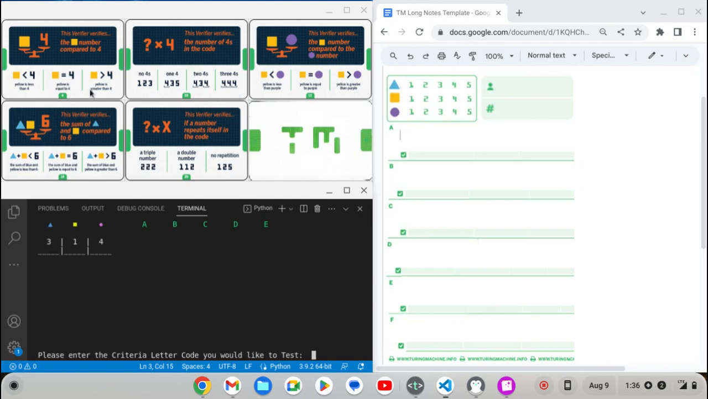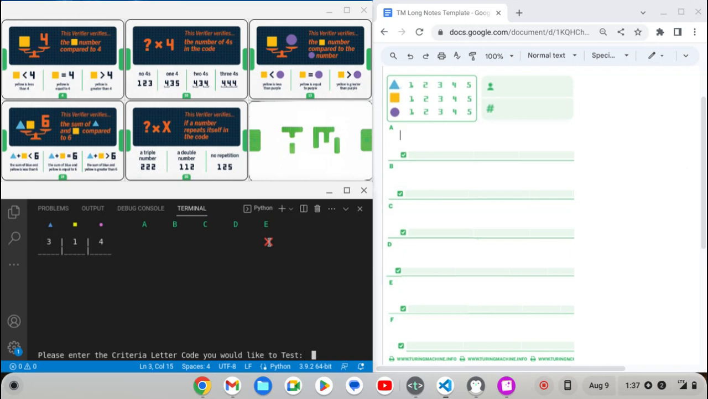Remember, the objective of today's puzzle is to find that unique 3-digit code that abides by all 5 criteria cards. And we're going to start off with an initial proposal of 314. So the first thing I want to find out is something about the structure of the solution. So let me go ahead and test criteria card E.